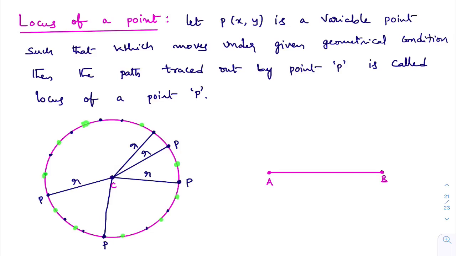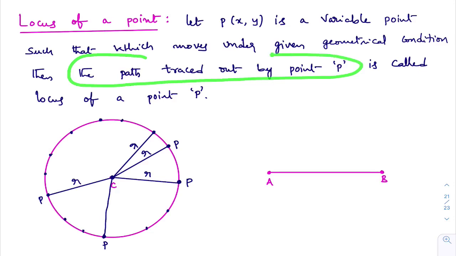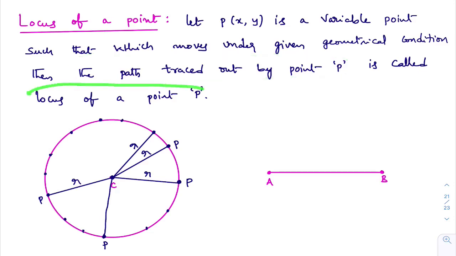If I join all these points, what am I getting? I am getting a circle. So the locus of this point P is what here? The locus of this point P is a circle. I hope you are understanding. See, what is the locus? The path traced out by the point P is called the locus of the point P.